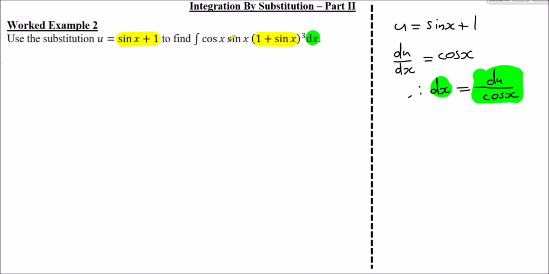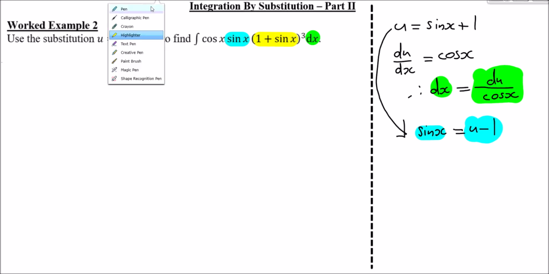So again, this is where you need to be thinking, well, if the du part doesn't help with the entire cancellation, maybe I need to get the sine x in terms of u, which is exactly what we need to do. So u equals sine x plus 1. Just a simple rearrangement of that, we can see that sine x will just be u minus 1 by just subtracting 1 from both sides. So therefore sine x, I can say as u minus 1. And then the cos x here on the bottom will cancel with that cos x. So we're actually ready to go now.